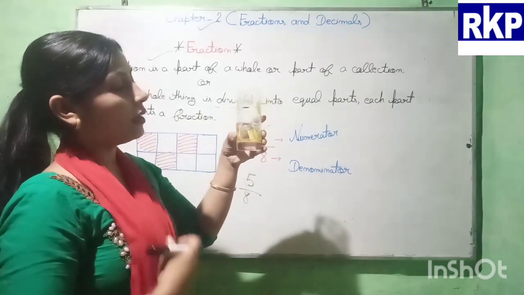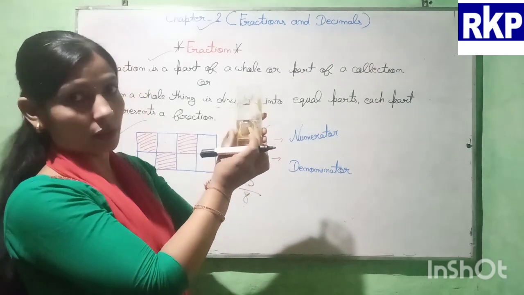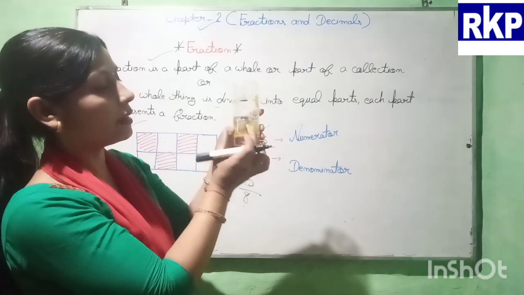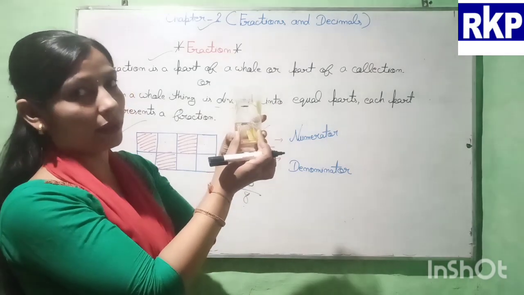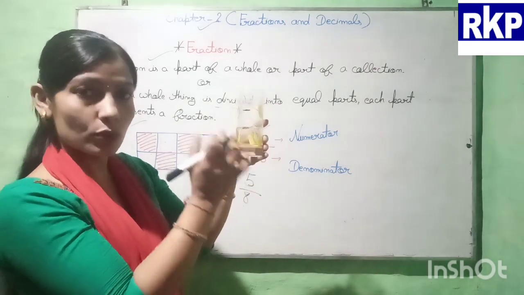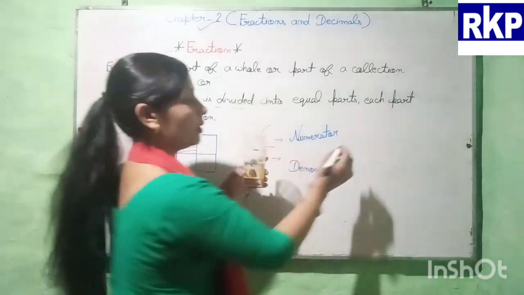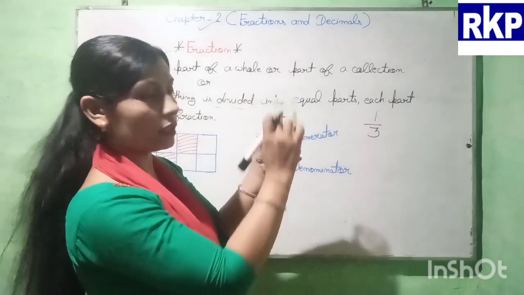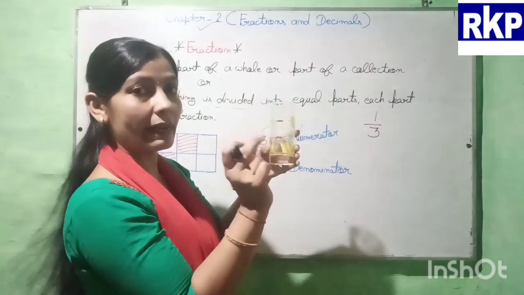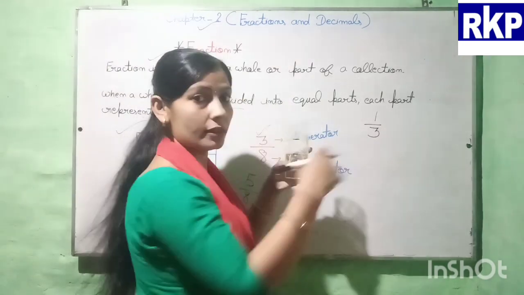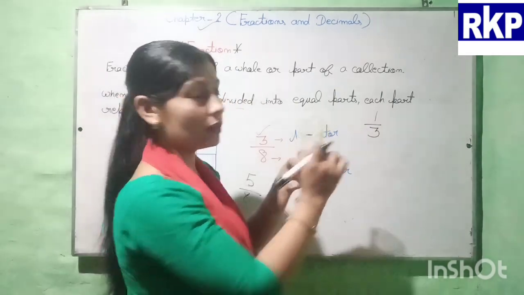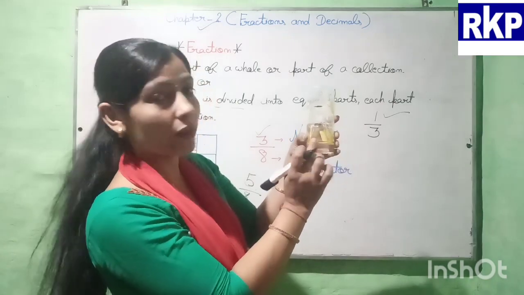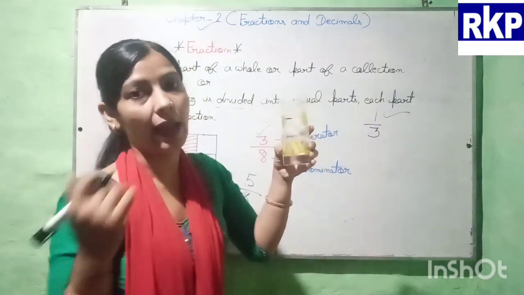So if I want to write the fraction of the water in this glass, then what is the fraction? Yes, here only one part is filled out of 3 parts. So what is the fraction of this water? 1 by 3, because here there are a total of 3 parts. So we will write 3 as denominator and 1 as numerator, because I have filled only one part of this glass.